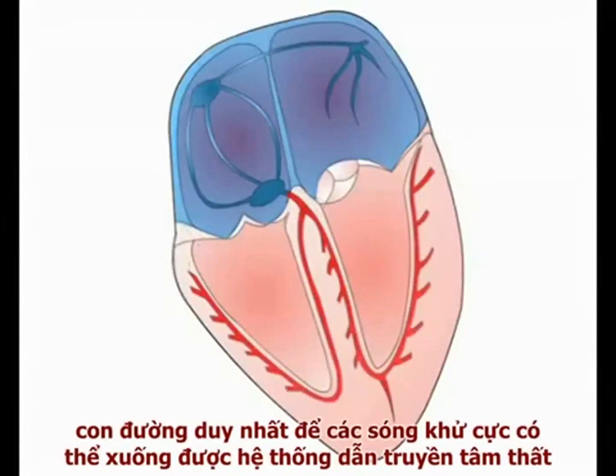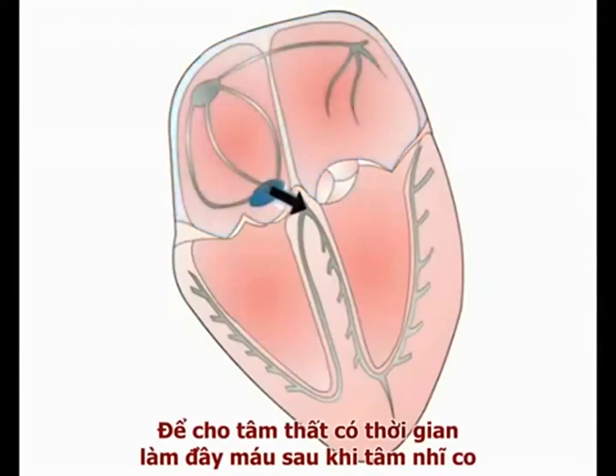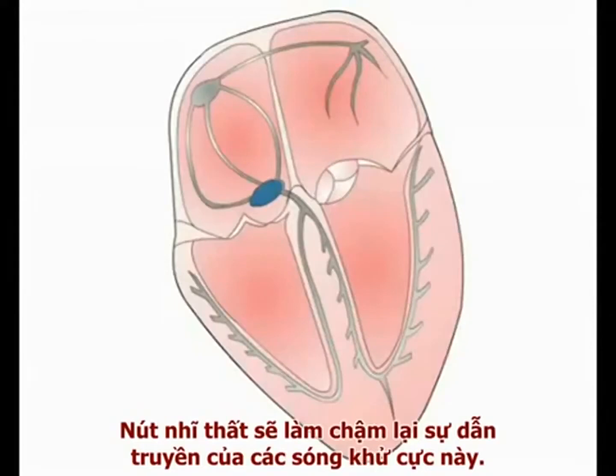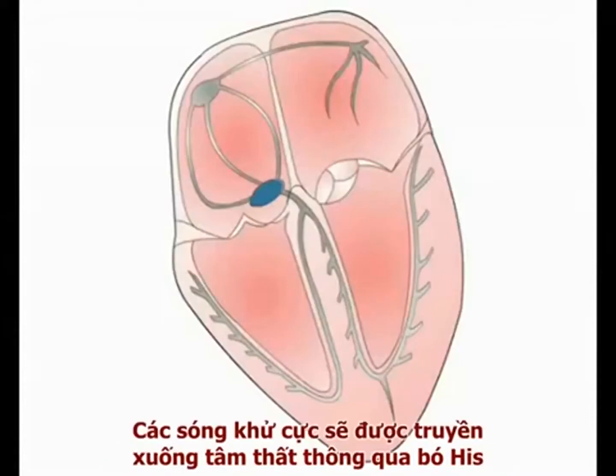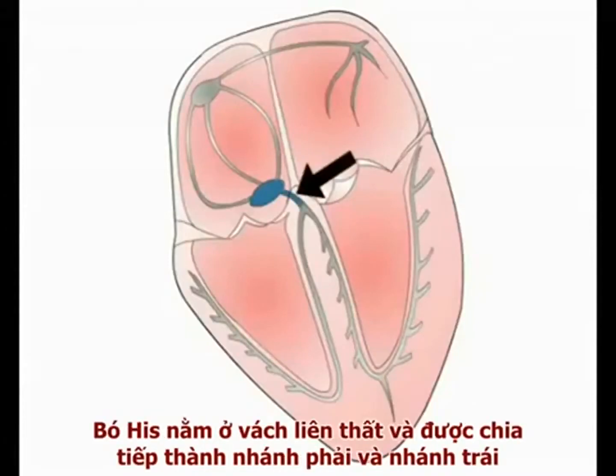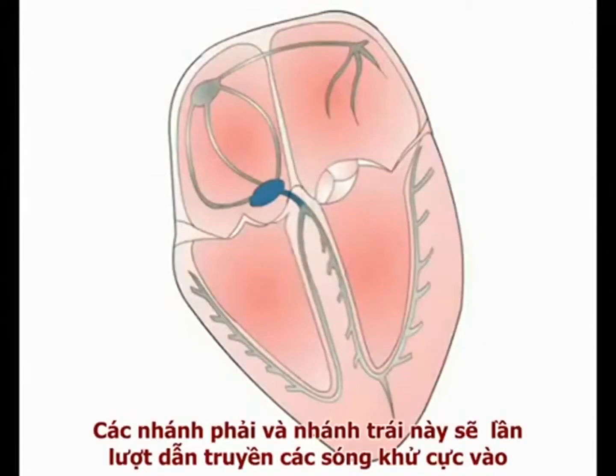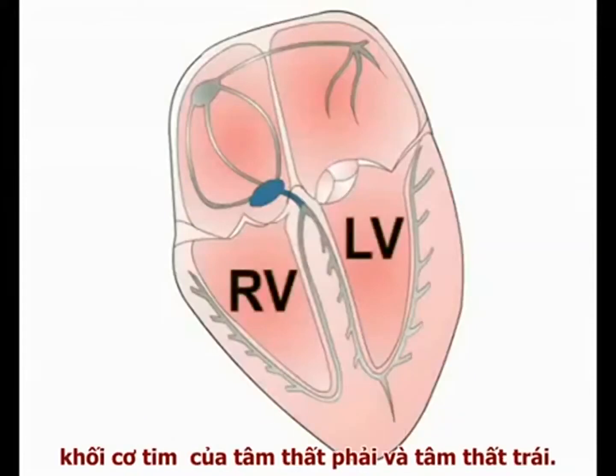In a normal heart, the only route by which the depolarizing wave can enter the ventricular conducting system is through the AV node. In order to allow the ventricles to fill with blood following atrial contraction, the AV node initially delays the spread of the depolarization wave. And after this short delay, the depolarizing signal is transmitted into the ventricles via the bundle of His. The bundle of His lies in the interventricular septum and divides into right and left bundle branches. The right and left bundle branches transmit the depolarizing signal into the muscle mass of the right and left ventricles respectively.